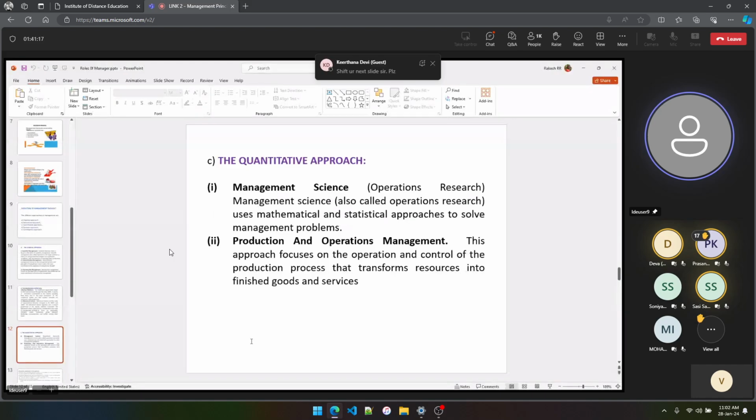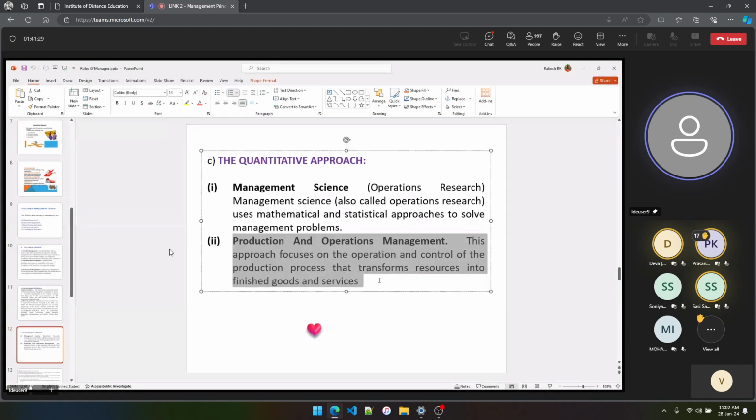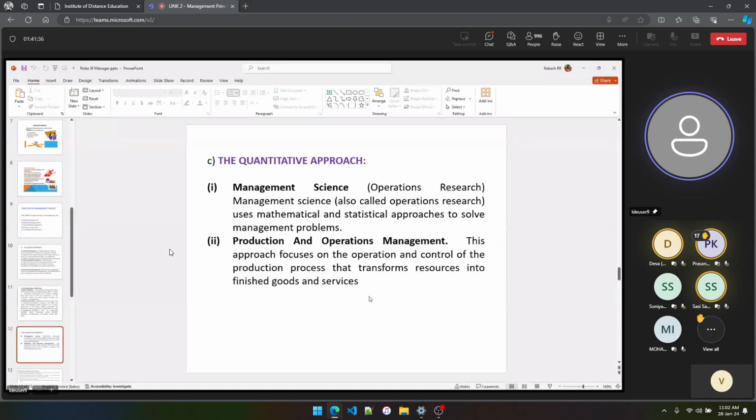The production and operations management. This approach focuses on the operation and control of the production process that transforms resources into finished goods and services. This is one of the key elements of any management when it comes to any business. Production and operations management is very much important because in any organization, the ultimate desire is to give a finished product. If the product is made, they can sell it and bring in the revenue. So production and operations management is very important for any organization.